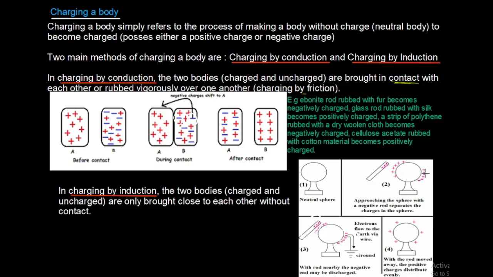Here we have 1, 2, 3, 4, 5, 6. So that's what makes it a neutral body. All right, so we have a negatively charged body being brought close to the neutral body. Don't forget, in charging by conduction, no contact is involved.